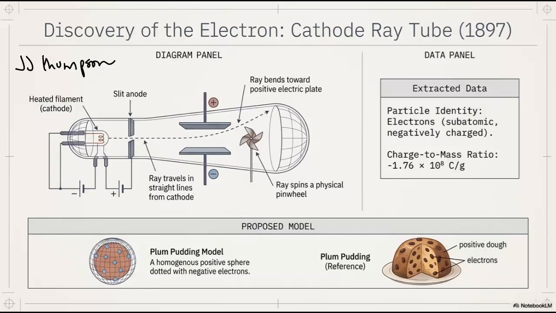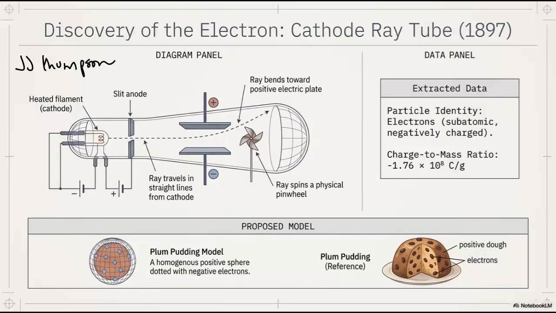If I get attracted by a positive side, I have to be negative, because if I was positive, I would repel. So similar charges repel each other, different charges attract each other. So he found out that the particle coming out of the filament of this cathode is negative in nature. So he said, okay, I have a negative particle that I can control.